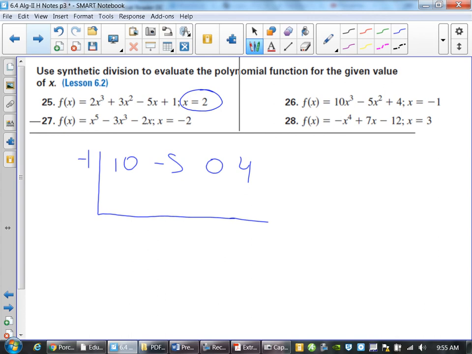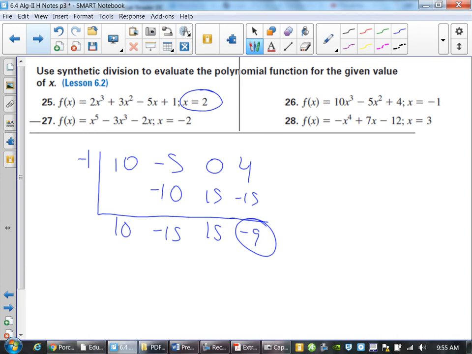And I do the same thing. 10, multiply, add, multiply, add, multiply, add. So I know -1 is not a 0 of that, and so on.